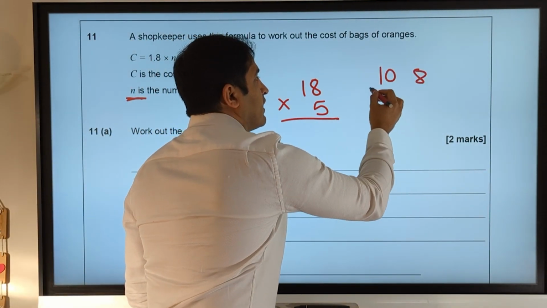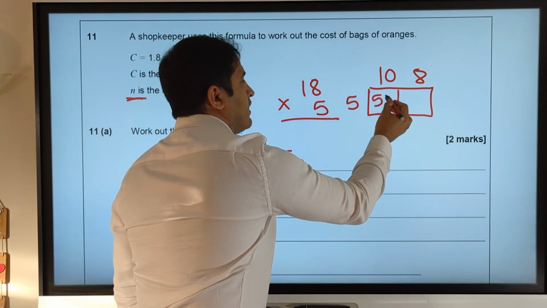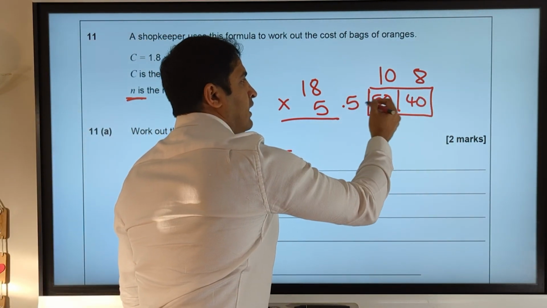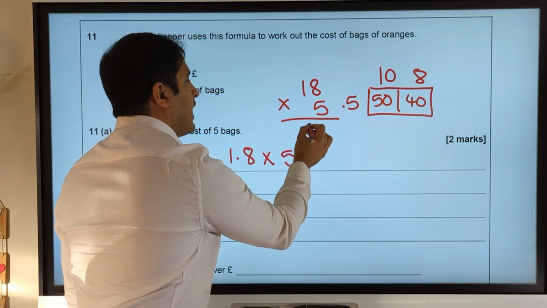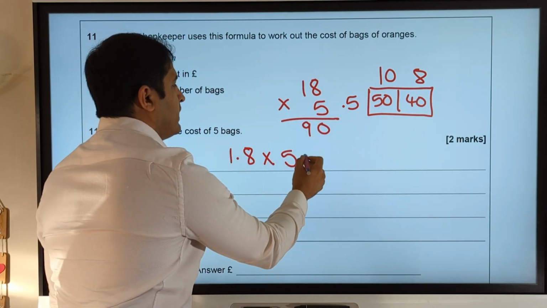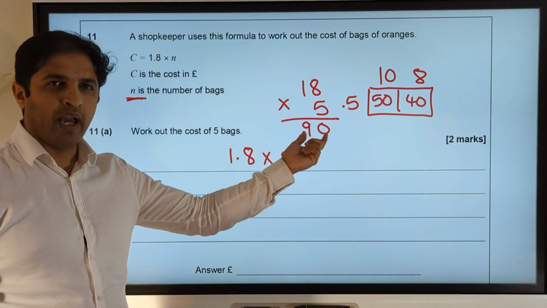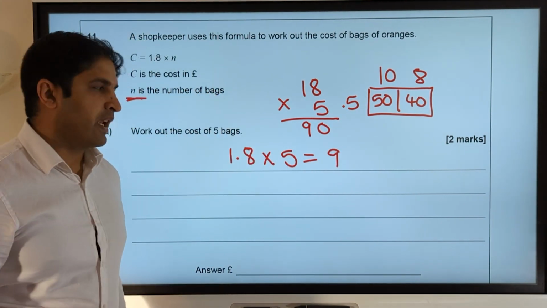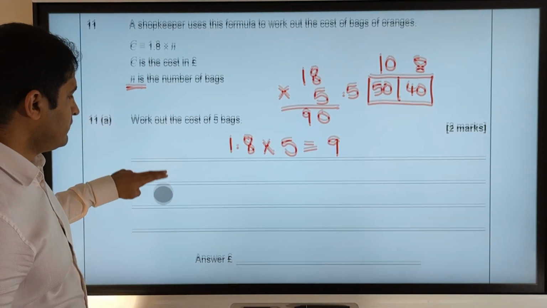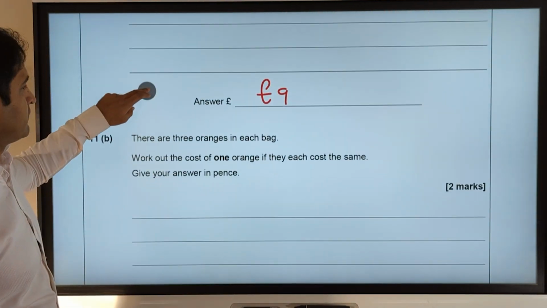So 10 and 8 will give you 18, and you're multiplying it by 5. 10 times 5 is 50, and 8 times 5 is 40. So 18 times 5 is actually 90, because 8 times 5 is 40, carry forward, 5 times 1 is 5, add 4. So we would have 90 as our answer, but remember it's 1.8 not 18, so we need to divide that 90 by 10. So we will get 9 as an answer. 1.8 times 5 gives you 9. So the cost of 5 bags would be £9.